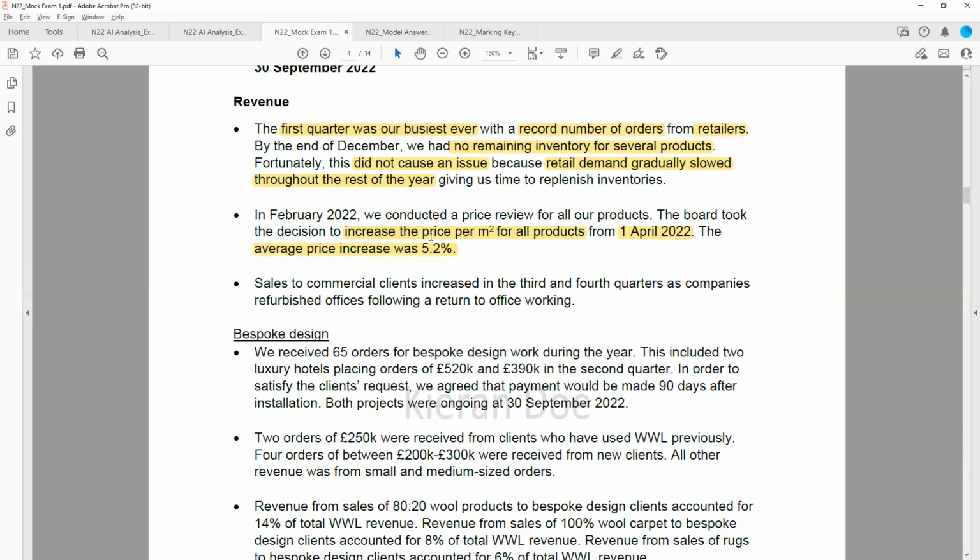I guess that would affect all of the different client types. So prices have gone up, busiest quarter. So, if revenue has gone up, I'll use these as reasons why. So something specific on commercial clients. So sales to them increased. Companies refurbished offices following a return to office working. So that was in the third and fourth quarters.